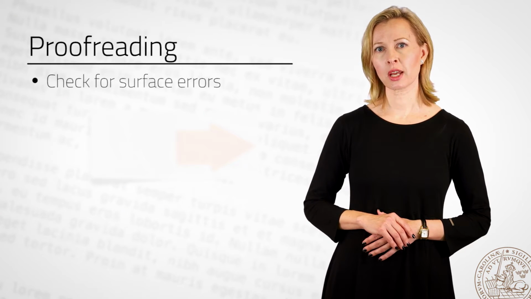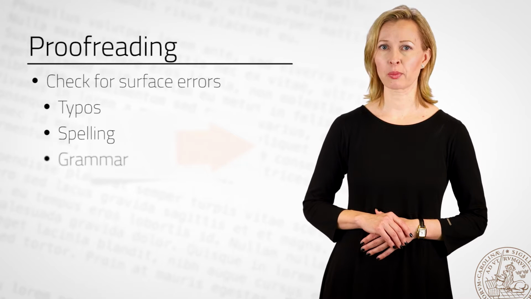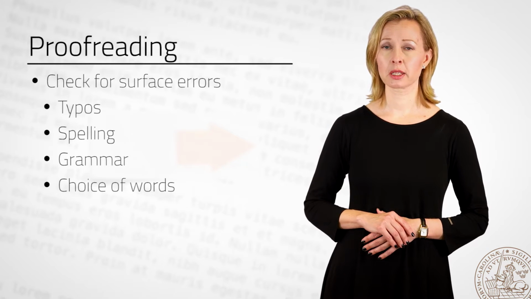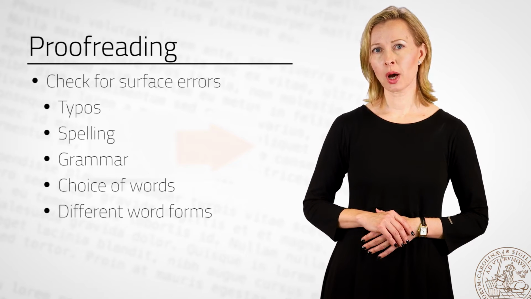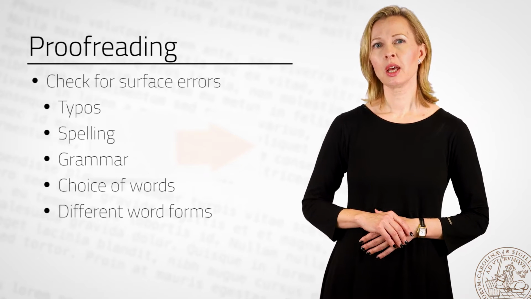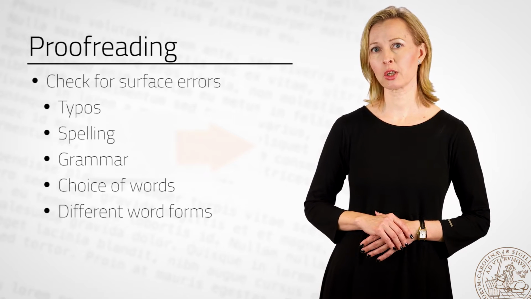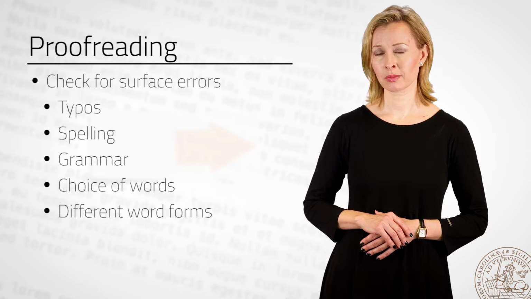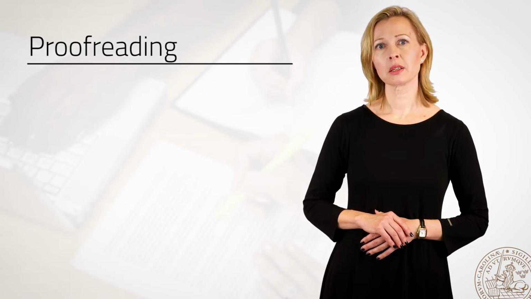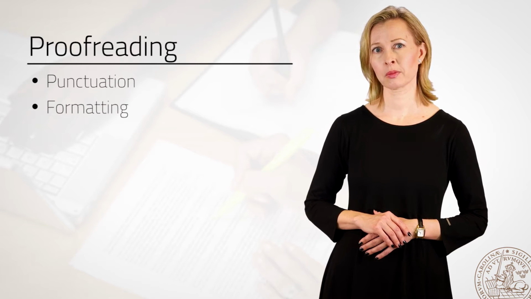Proofreading means that you check a version of a text more locally for surface errors, such as typos, spelling mistakes, grammar mistakes, the choice of words, different word forms, and other language problems. If you are a non-native speaker of English, you also need to make sure that you've written your essay using the appropriate register and style, and that you're consistent throughout the essay. When you proofread, you also need to check for things like punctuation and formatting.